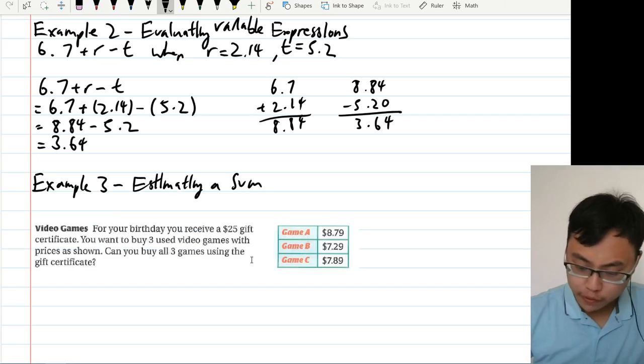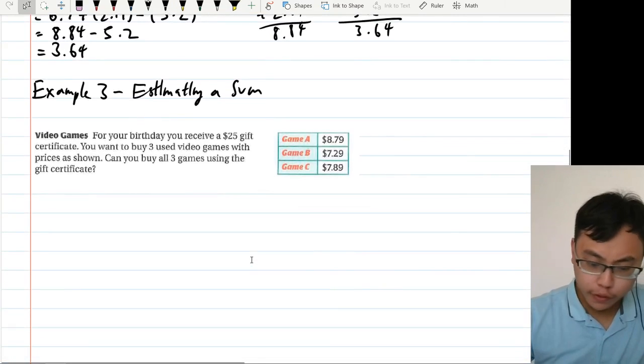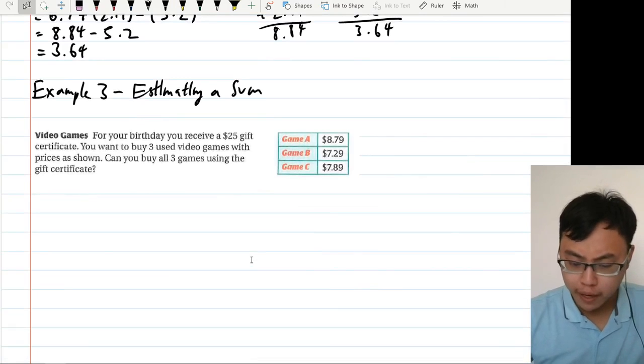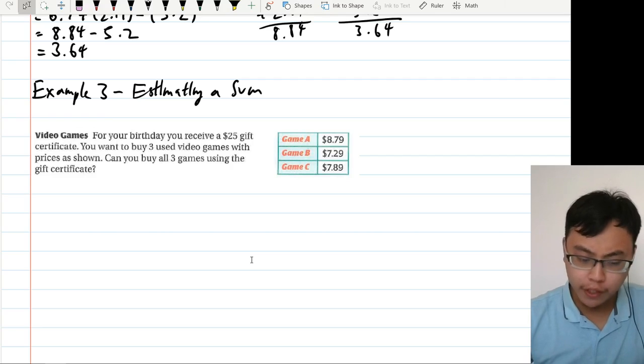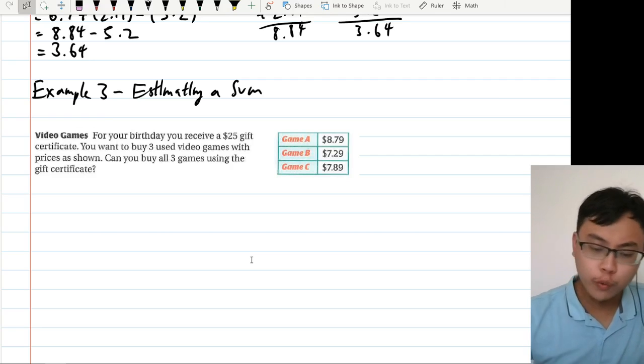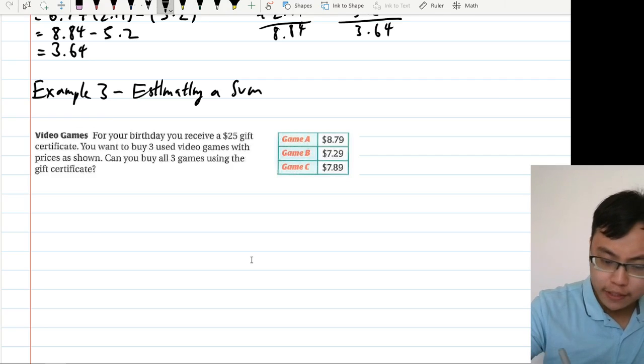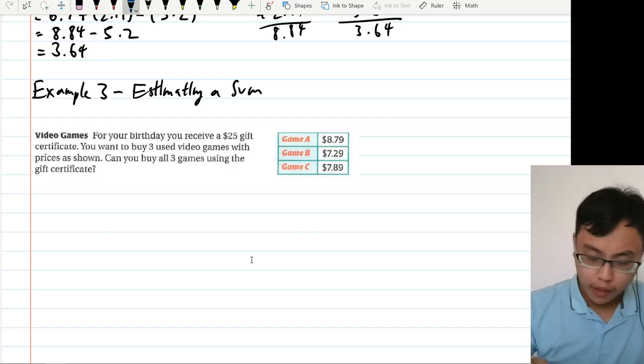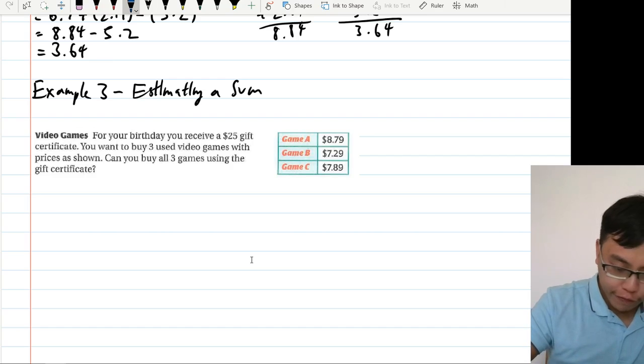So I've just copied down the question from the textbook. This one is, for your birthday, you receive a $25 gift certificate. You want to buy 3 used video games with the prices shown. Can you buy all 3 using the gift certificate? So we're going to use a technique, it's not really a technique, called estimating by using something called front end estimation.